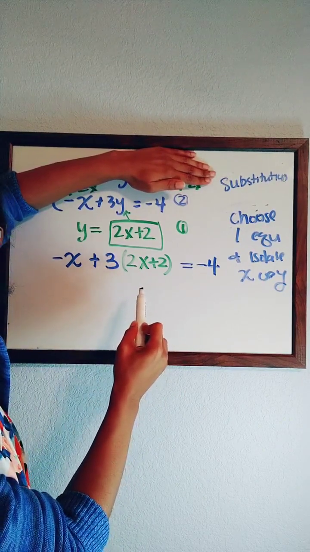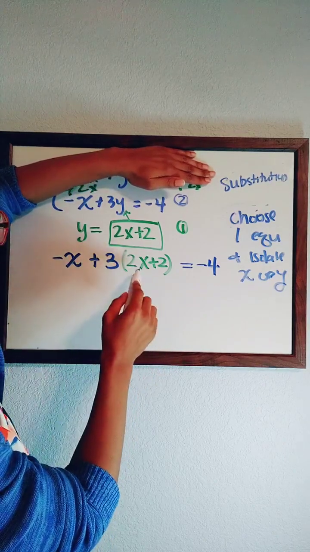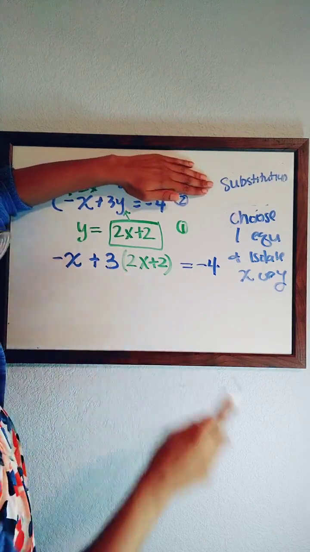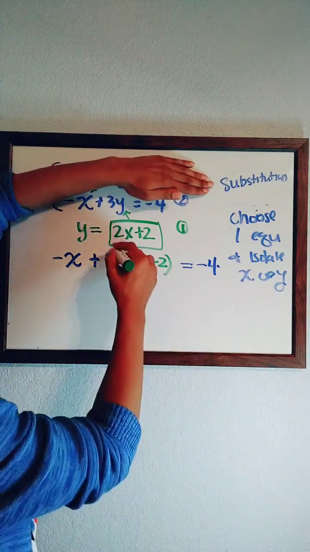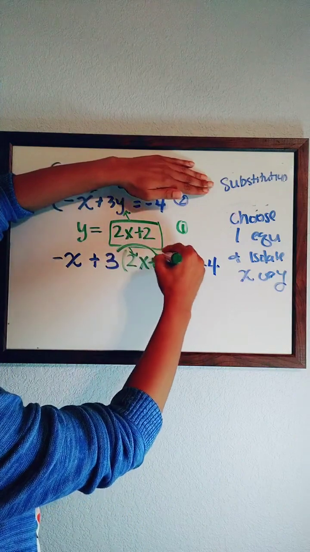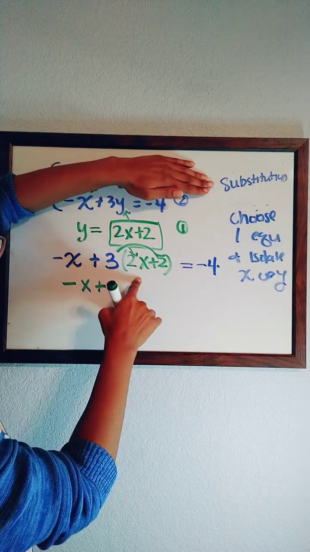Yep, we're going to do distribution. Yep, we're going to do the distribution property because we need to solve for x. Very good. Yes, Shaprisa. So now we're going to distribute. So we're going to go ahead and distribute negative x plus 3 times 2x.